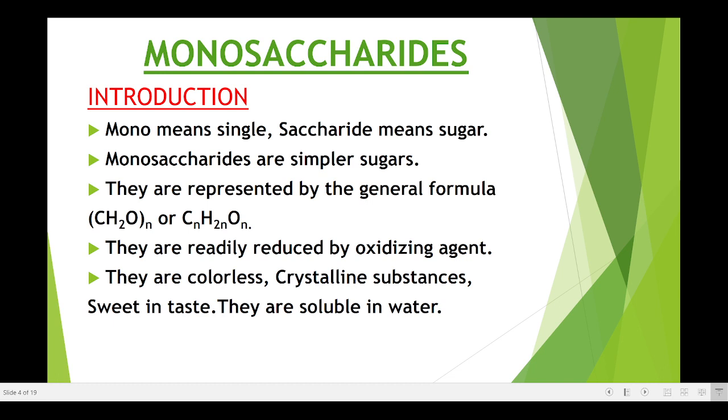Before we start, let's get a small introduction about monosaccharides. Mono means single, saccharide means sugar. The proper definition for monosaccharides is: they are simpler sugars which cannot be further hydrolyzed. They are represented by the general formula CnH2nOn. The important property of monosaccharides is that they are readily oxidized by oxidizing agents. For this reason, they are called reducing sugars. Monosaccharides are colorless, crystalline substances, sweet in taste. They are also soluble in water.